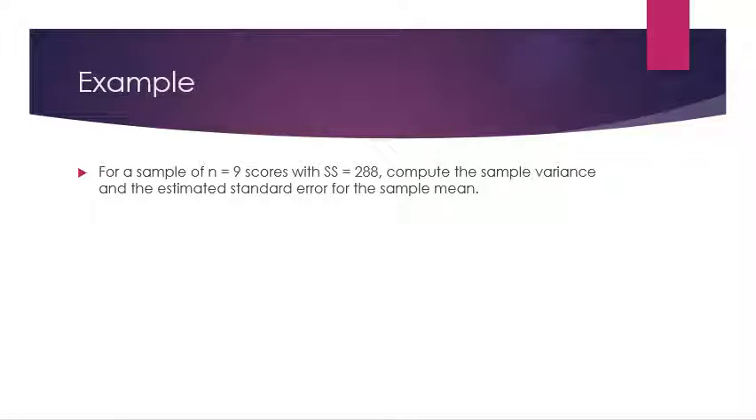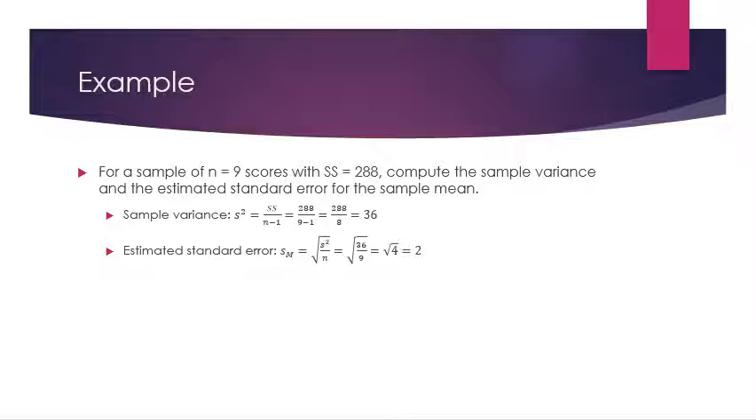So let's look at an example. Let's say you have a sample of 9 scores and you're told that the sum of squares is 288. You need to compute the sample variance and the estimated standard error for the sample mean. So your step 1, the variance equation, s squared, you fill in what you know, and you should come out with 36. Then using that 36, you can find the estimated standard error. I would use the equation that says s squared over n, since we already know s squared, and then you find the square root of that. So you should find 2 as your estimated standard error.